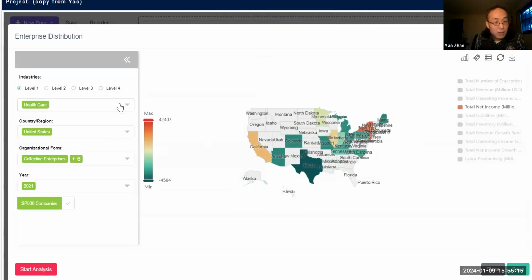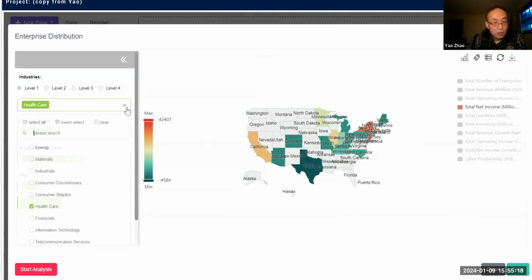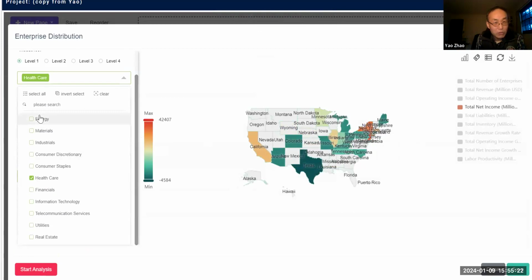I'm just looking at the level one, which is the highest level. We have 11 total industries. You can choose energy, materials, industries, consumer discretionary, which is automobile and fashion items and so on. Consumer staple, that means food, drink, and alcohol, that kind of stuff.